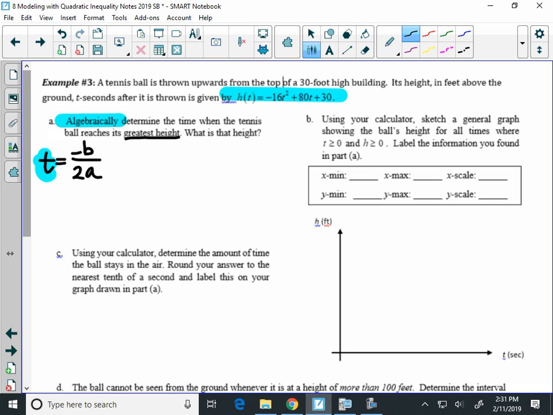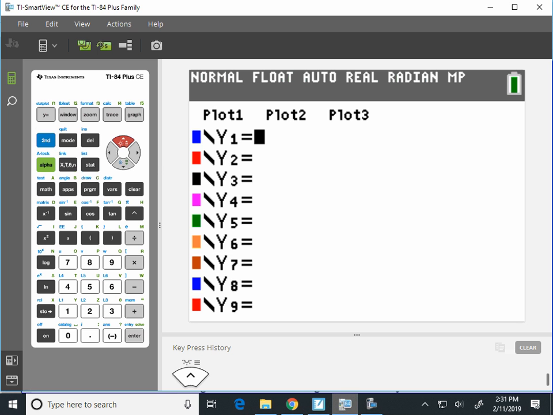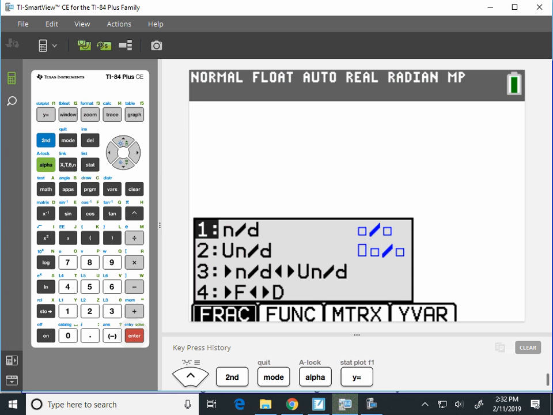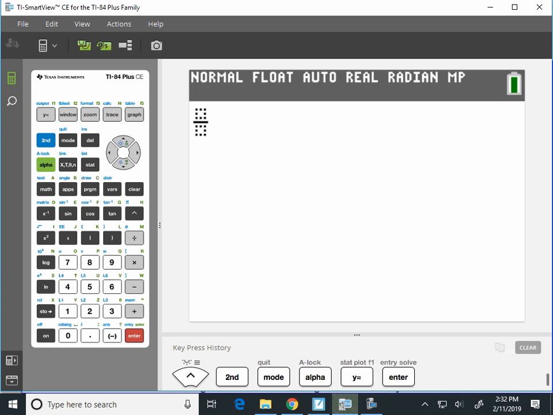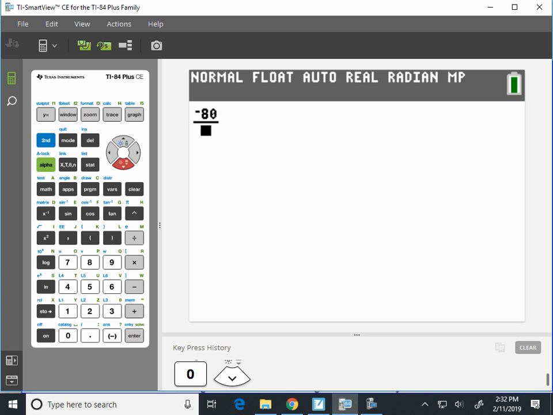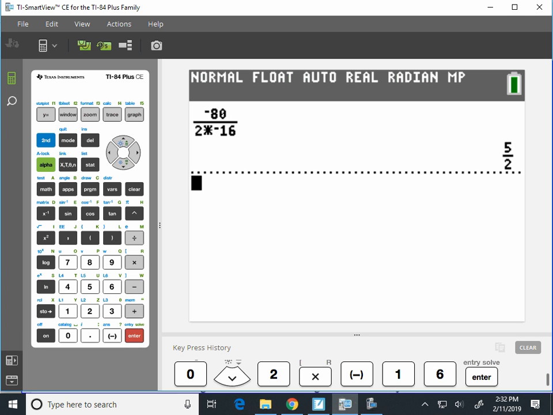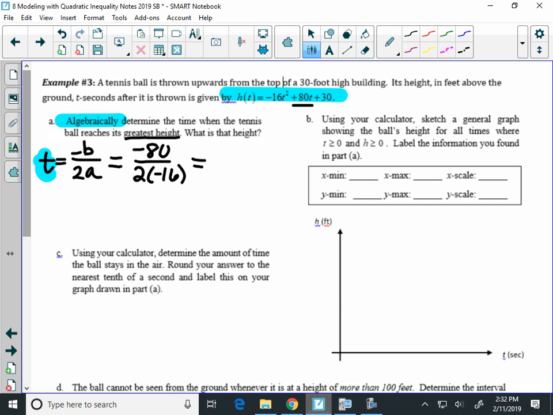All right, so we have the opposite of b. B is 80, so we would have negative 80 over 2 times negative 16. So I'm going to put that into my calculator. So we'll take negative 80 divided by 2 times negative 16, which gives me 5 over 2, which is 2.5. I'm going to use the value of 2.5 seconds here. So we know that it's going to take 2.5 seconds to get to its highest point.